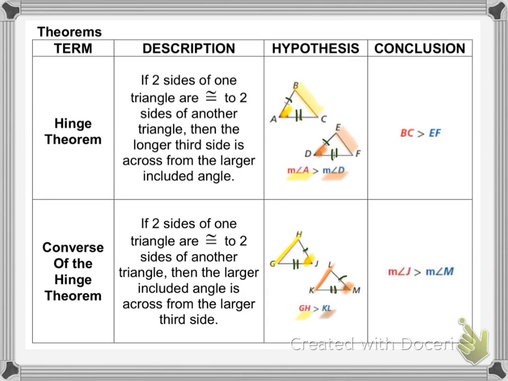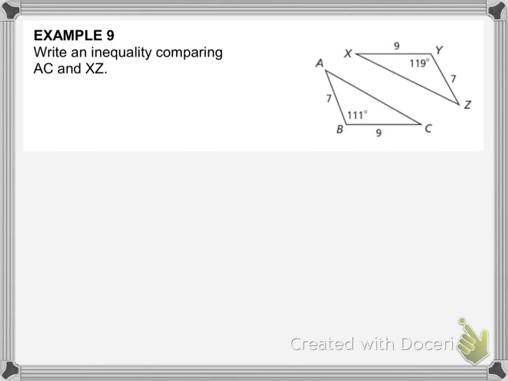So let's see what this looks like in an example. Okay, so let's apply this to an example. We've got two triangles. It says write an inequality. That means using a greater than or less than, comparing AC's length to XZ's length.